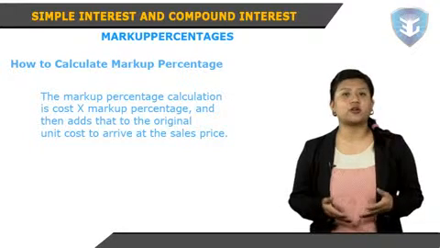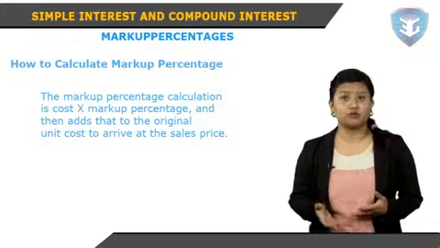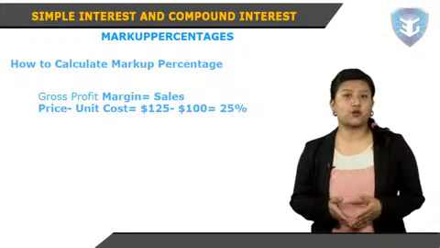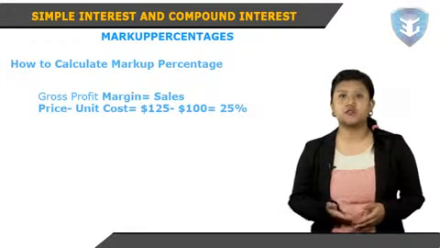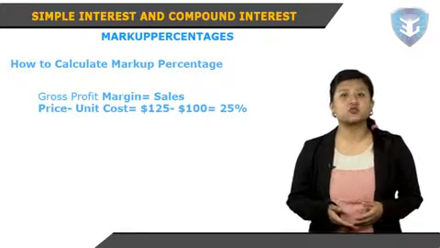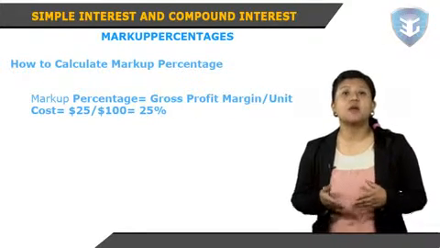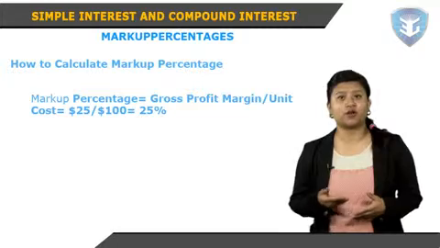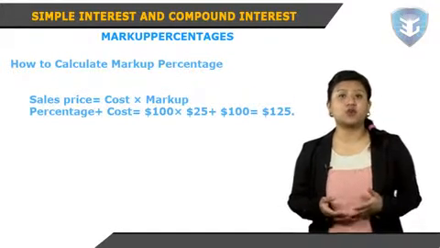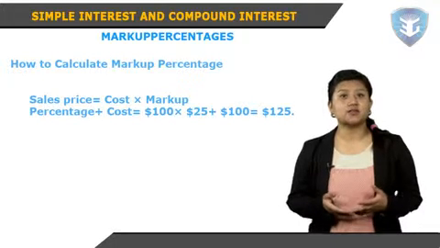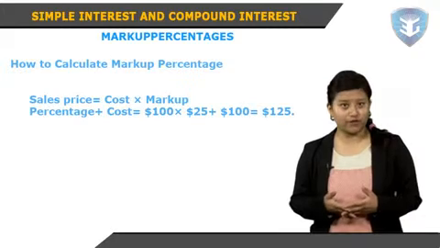For example, if the product costs us around $100, the selling price with a 25% markup would be $125. Gross profit margin equals sales price minus unit cost, which is $125 minus $100, which is $25. Markup percentage equals gross profit margin upon unit cost, which is 25 upon $100, which is equal to 25%. Sales price equals cost times markup percentage plus cost, equals 100 times 25% plus $100, equals $125.